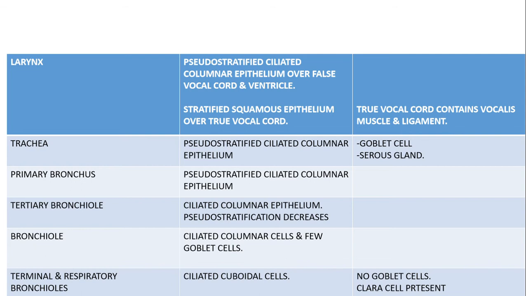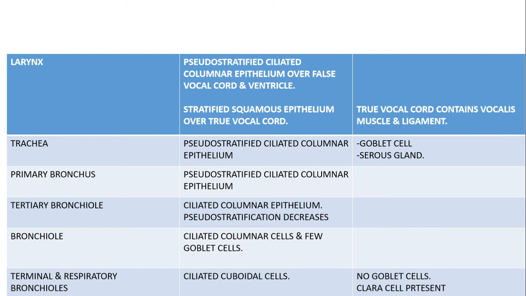Next come the terminal and respiratory bronchioles. Actually, gas exchange starts from the respiratory bronchioles. In both the terminal and respiratory bronchioles, the lining epithelium is ciliated cuboidal cell, with no stratification. In the bronchiole it was ciliated columnar cell, but in the terminal and respiratory bronchioles, columnar changes to cuboidal. Now the special feature: no goblet cells in the terminal and respiratory bronchioles.